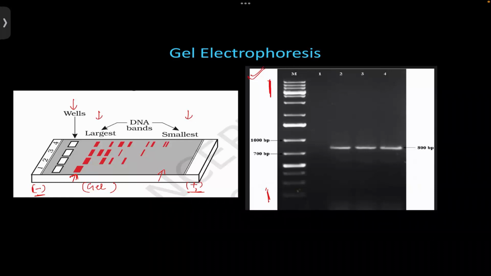So people can actually mark, like this is your 1000 base pair band, this is a 700 base pair band, and if you got a band which is in between 1000 and 700, so it is 800 base pair. In this way, bands are made and people have visualized it.